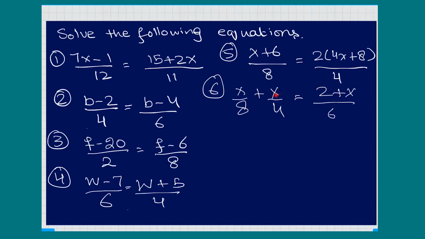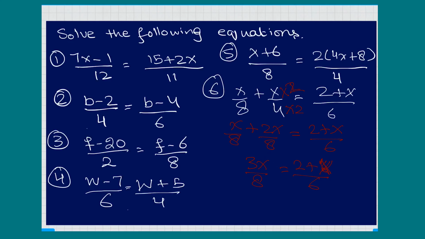How I can do it is basically I can times it top and bottom by 2, which gives us x over 8 plus 2x over 8 equals 2 plus x over 6. Next step, x plus 2x is 3x over 8 equals 2 plus x over 6. So see, what I did first is basically made two separate fractions into a single fraction, and now we have two fractions on each side with an equal sign, which allows me to cross multiply them.